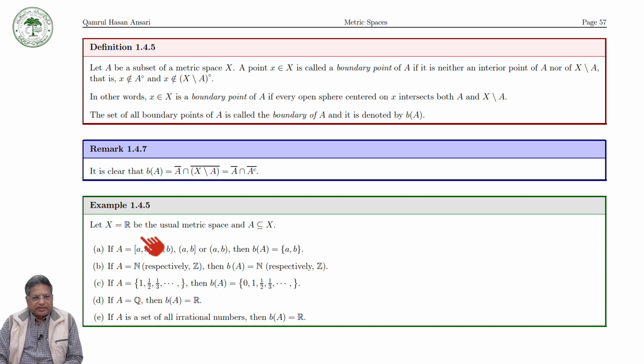Let A be a subset of a metric space X. Then a point X in X is called a boundary point of A if it is neither an interior point of A nor an interior point of the complement of A.